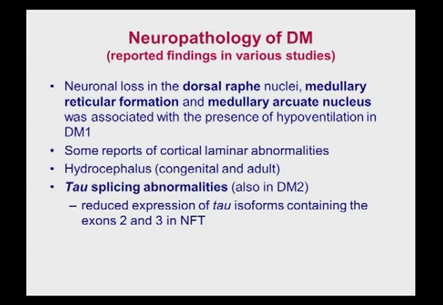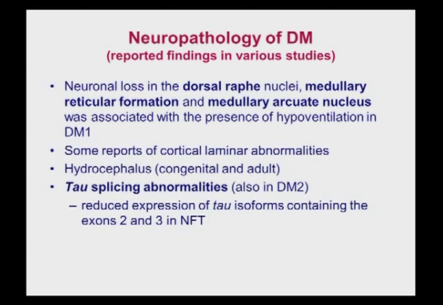There have been some reports of just cortical laminar abnormalities, so like the cortex isn't arranged correctly. This was mostly very early papers written back in the 60s, and that's something that I have not seen in any of the cases that I've looked at either. It is clear, particularly in the congenital cases, that there's often ventricular dilatation, so there does seem to be some degree of brain atrophy. And I think in the congenital cases, it's usually fairly prominent.